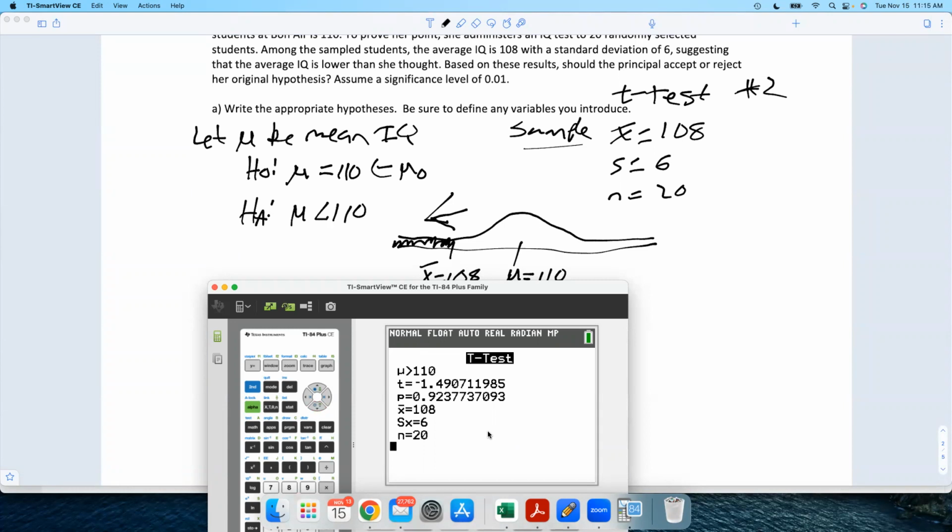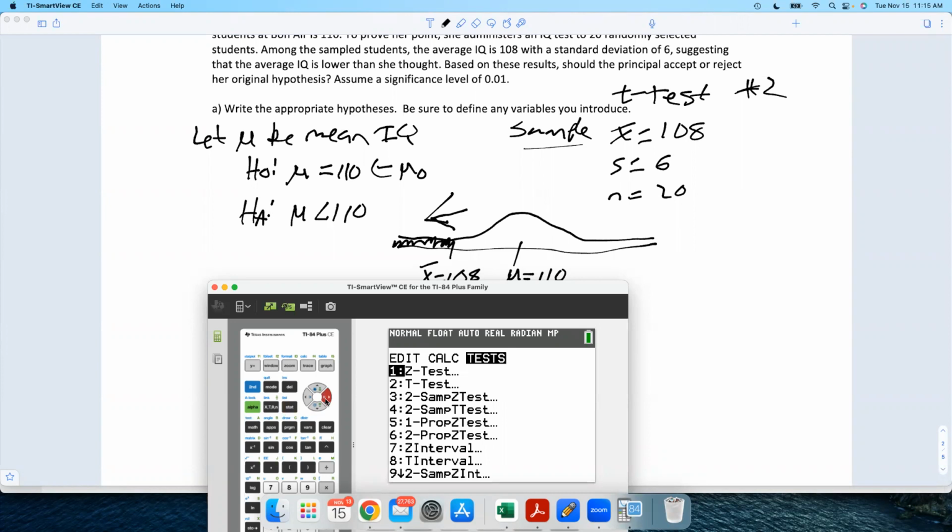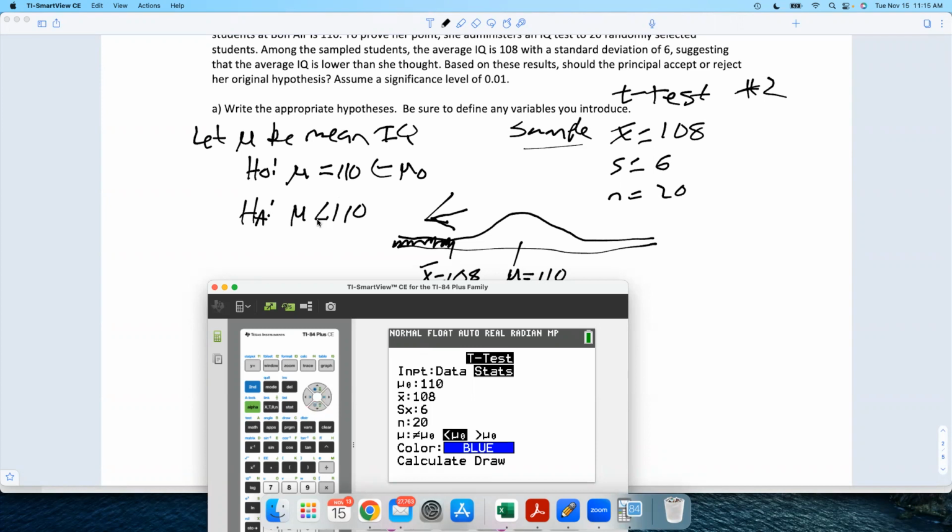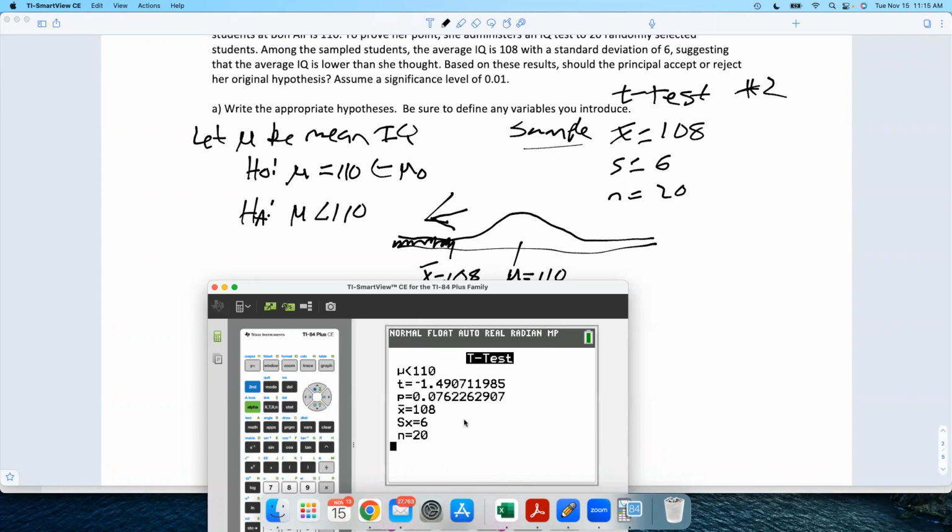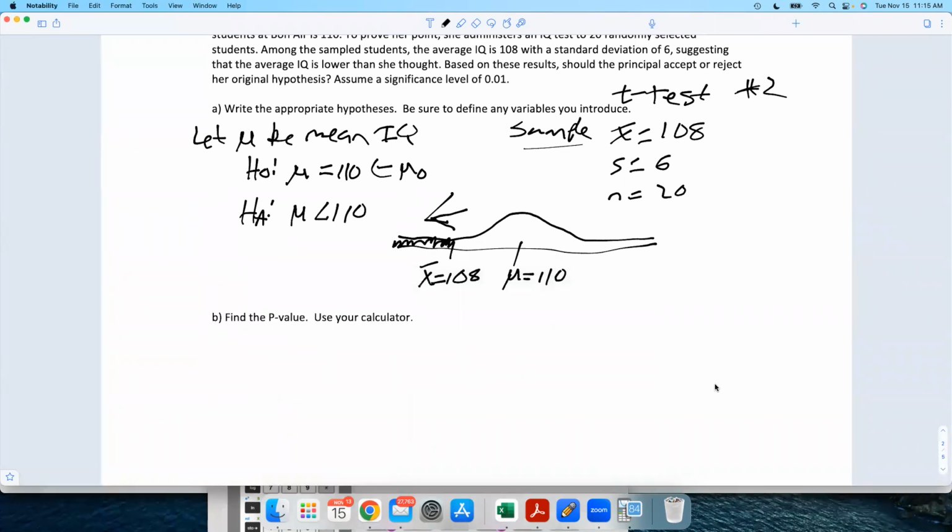If you get a p-value like 90%, you've done goofed. You've done something backwards. Your p-value will never be bigger than 50%. If this is bigger than 0.5, you've done goof somewhere. This is what I want here, less than, because see, I wrote less than right there. Calculate. Now I get a much smaller p-value. 0.0, we'll call that 0.76.